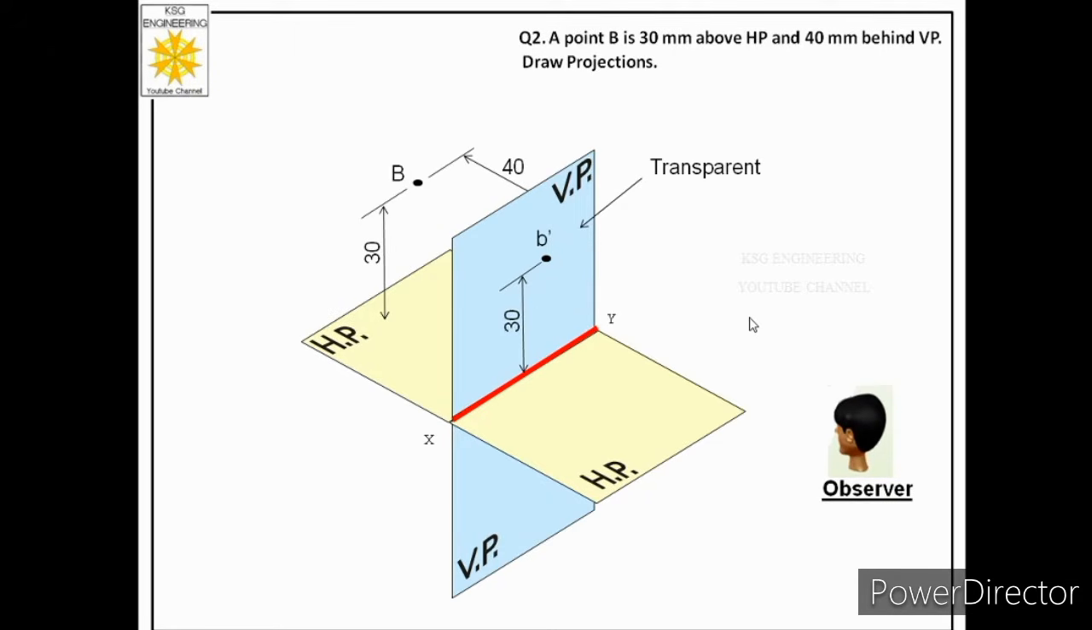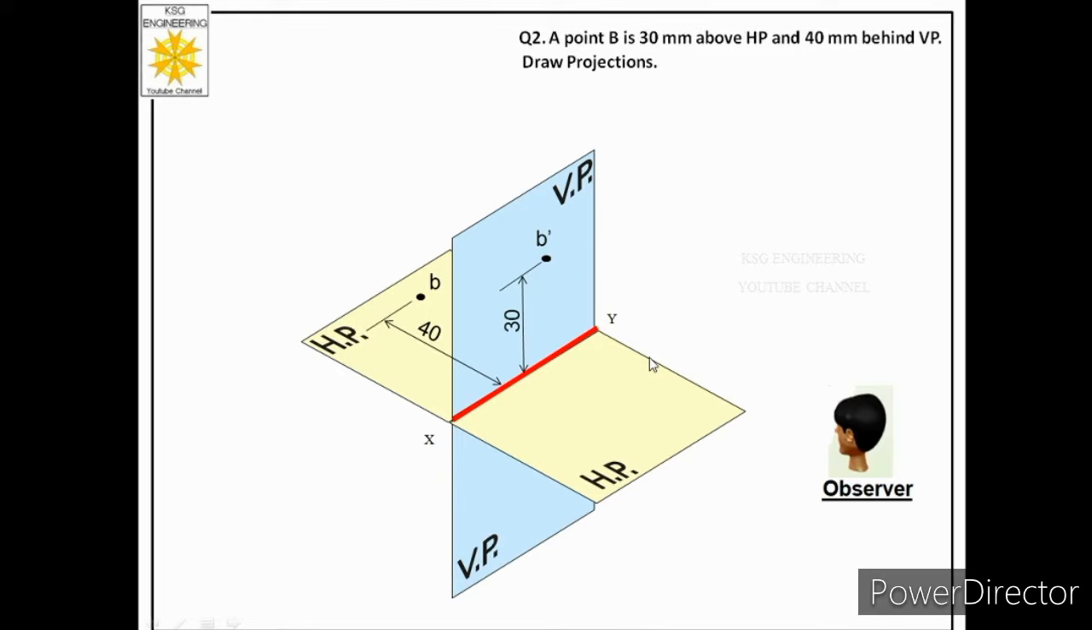Now let us plot its top view. So for that observer has to change his position. He has to look from top. Now rays of sight from the eyes of observer will strike the point, and those rays of sight will project the image of the point onto horizontal plane, and that image will be called as top view of the point. And we know that we denote top view of any point by small letter. Now again we have to make another important observation, that the distance of this point from VP was given 40 millimeters, but when we see from top, that distance is actually visible on HP.